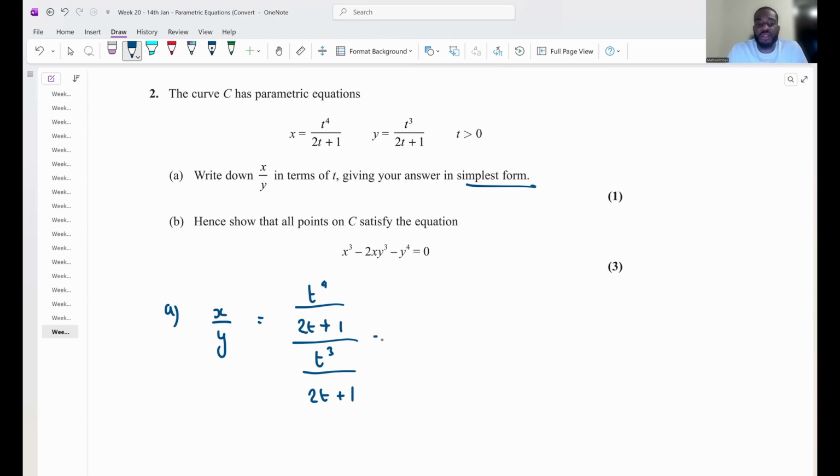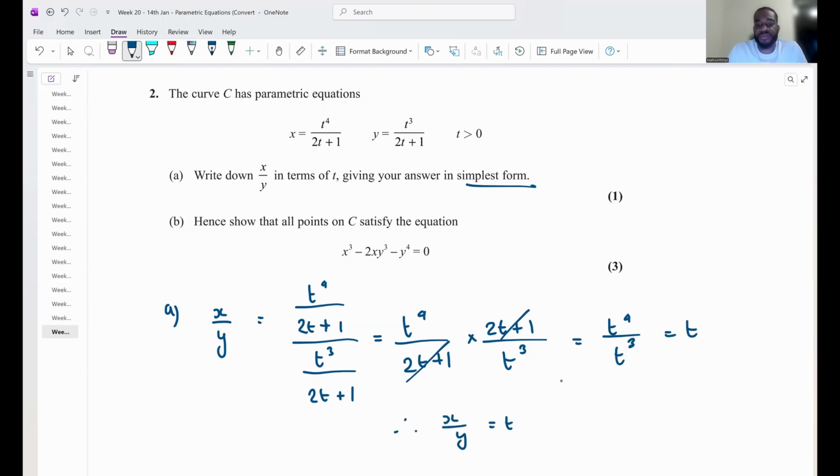So we're dividing by a fraction, so we can say this is t to the 4 over 2t plus 1, and then we times by the reciprocal of the denominator, so it's going to be 2t plus 1 divided by t cubed. That will cancel with that, and then you're left with t to the 4 over t to the 3, which is just t. So therefore, x divided by y is just equal to t.